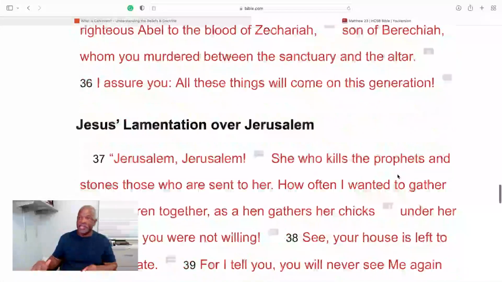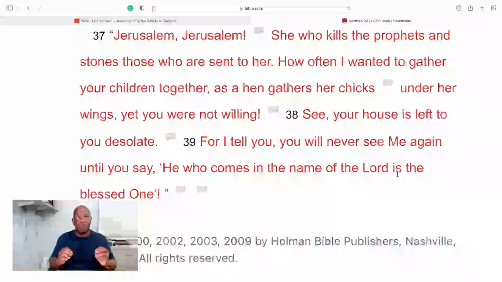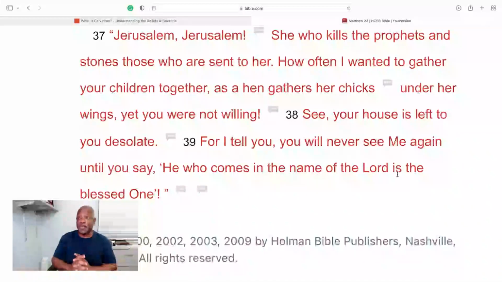after denouncing them, he then says, Jerusalem, Jerusalem. How are we to make the connection that he's referring only to the scribes and Pharisees, when all along he's been talking about the scribes and Pharisees? So there's no reason right now, when he changes to Jerusalem, Jerusalem.